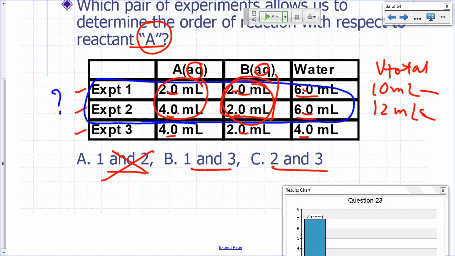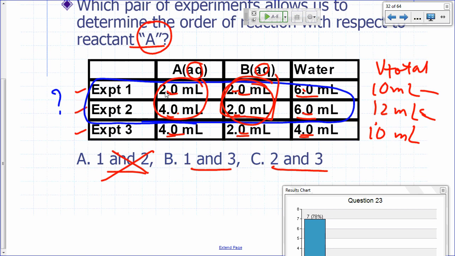Okay? So it's not A, so let's do a do-over. Let's pick between choices B and C. What's the total volume in C, by the way? 4 plus 2 plus 4. Total volume is 10 mL.